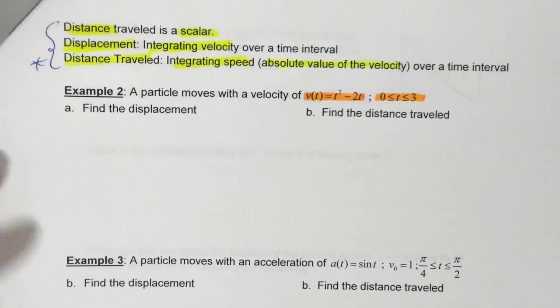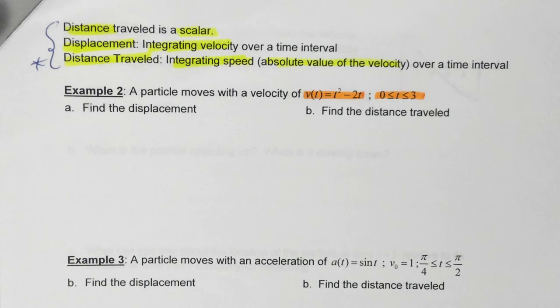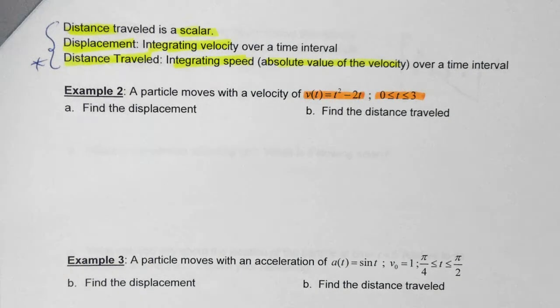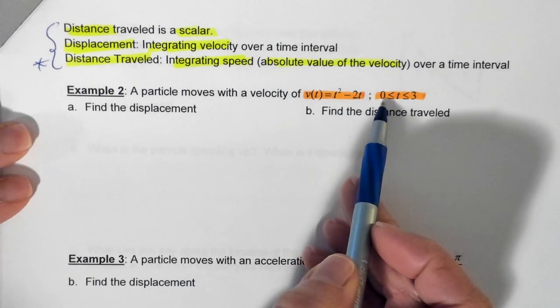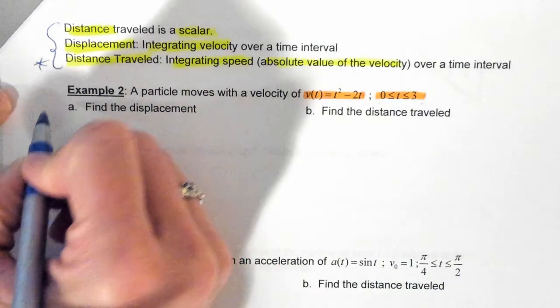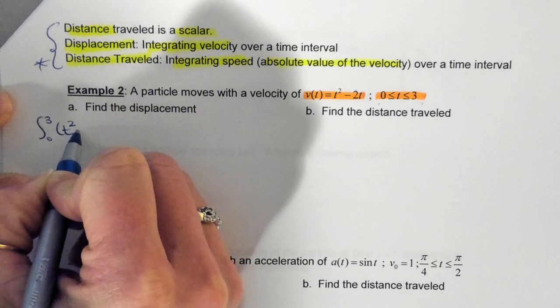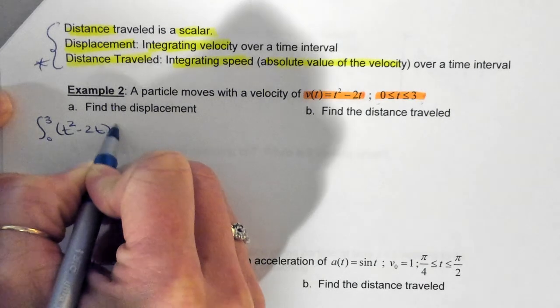Okay, so what we want to do is find the displacement. Well, this is actually kind of easy. Why? How do we find displacement? Integrate your velocity. So you don't have to worry about where it's negative, true? Okay, and they want us to integrate from 0 to 3. So we're going to integrate our velocity function from 0 to 3 of t squared minus 2t dt.